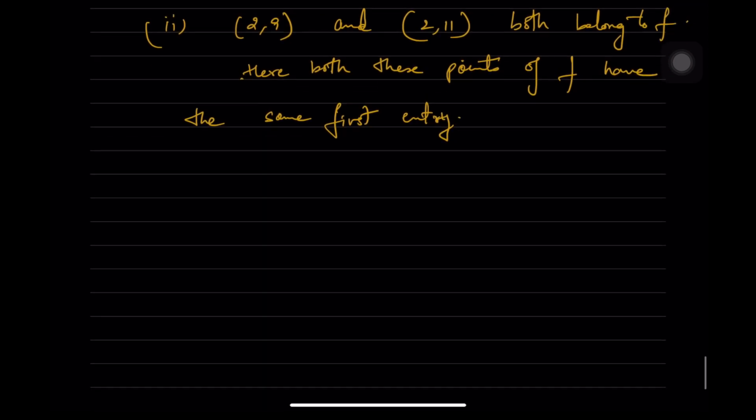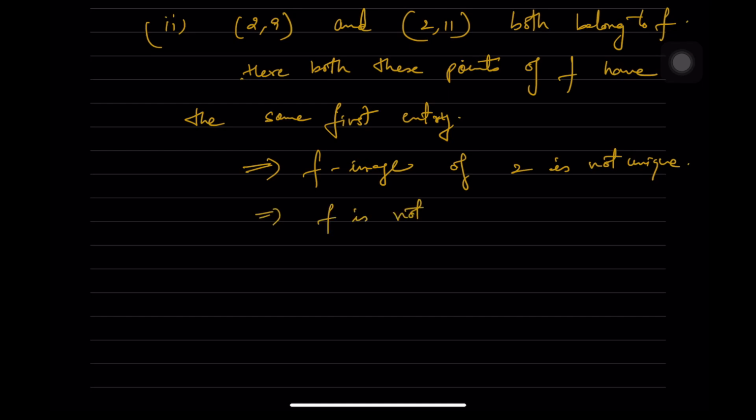Since both of them have the same first entry, f image of 2 is not unique. So therefore, which implies that f is not a function from A to B. So first one, f is a relation. Second one, it is not a function.